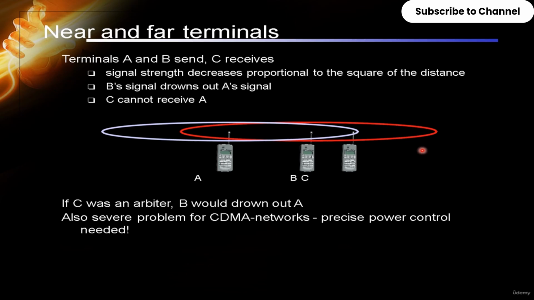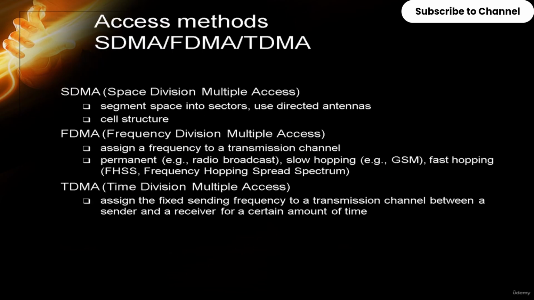So this is the problem with near and far terminals. B is far away from A. If C was an arbiter, B would drown out A. This is also a severe problem for collision detection in multiple access networks, where precise power control is needed. So these are the problems that occur in multiple access collision avoidance schemes.